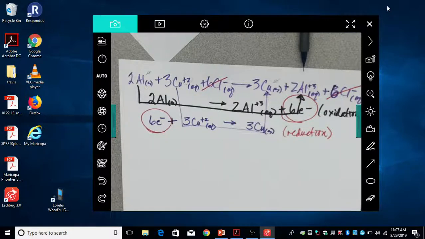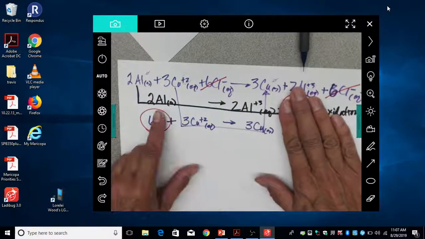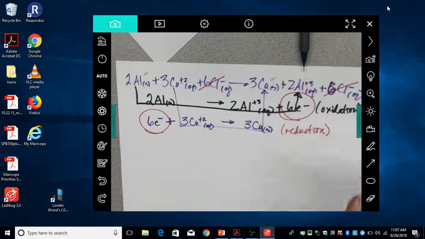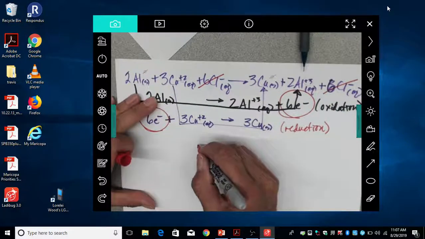Let's go through the electrons again. Before I added those 6 electrons, all we had for this part of the half reaction, these are called redox half reactions. Let me make sure that we give you those vocabulary terms.